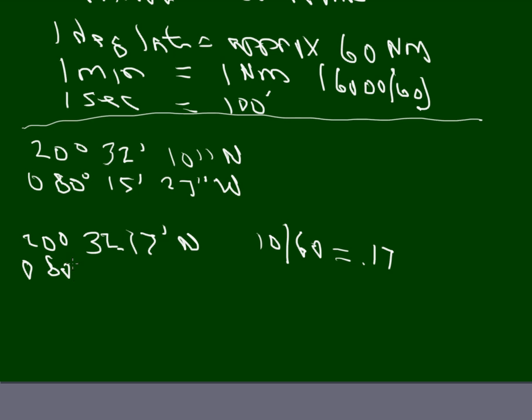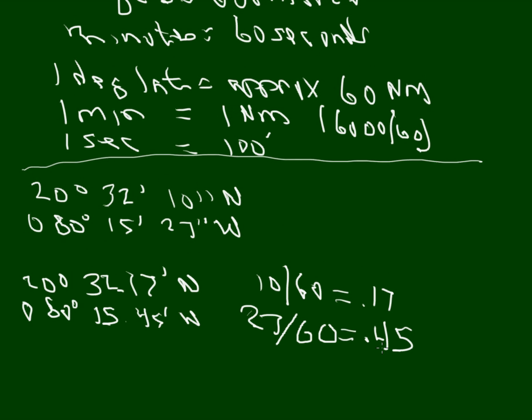And 080 degrees, 15 minutes and 27 seconds west can also equal 080 degrees, 15.45 minutes west, and I got that because 27 into 60 is 0.45 of a minute.